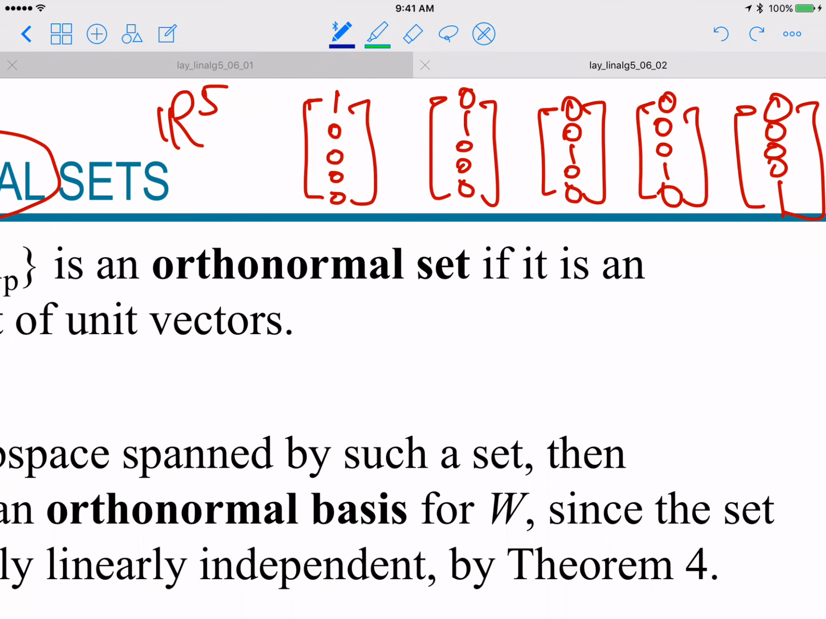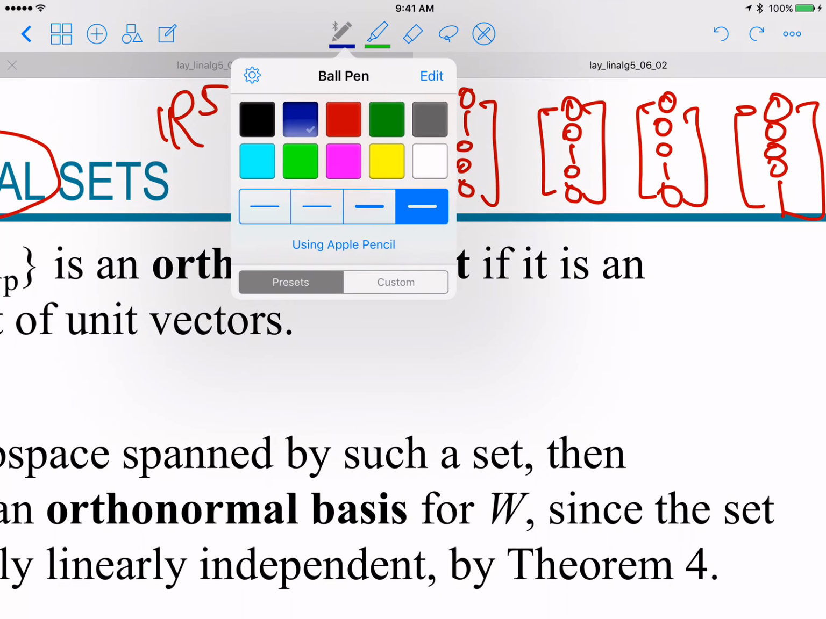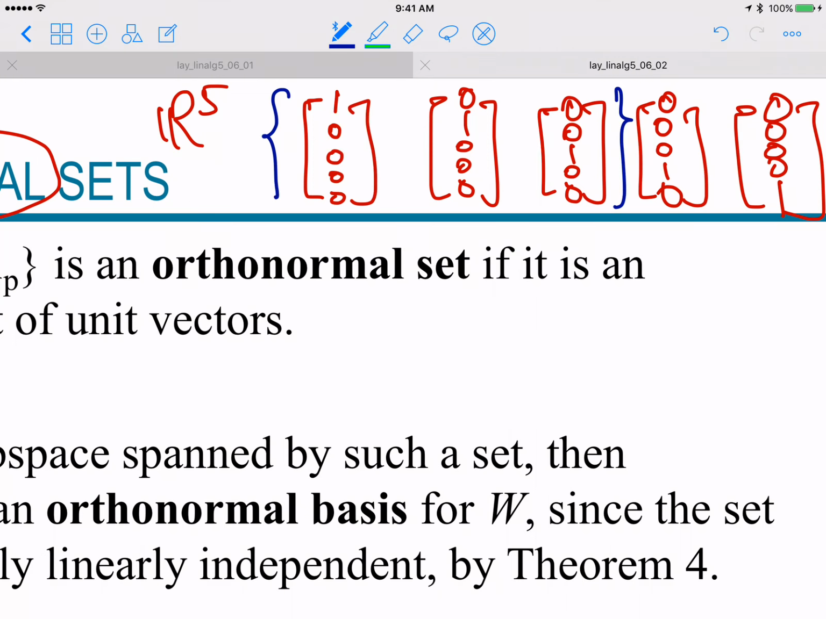Now let me ask another question. I simply discarded these 2 vectors, and now consider the set of these 3 vectors. Are they an orthogonal set? Yes. Are they also normal? Yes or no? Yes, each vector still has a length of 1, and each pair is orthogonal to each other. So this is another orthonormal set, right?